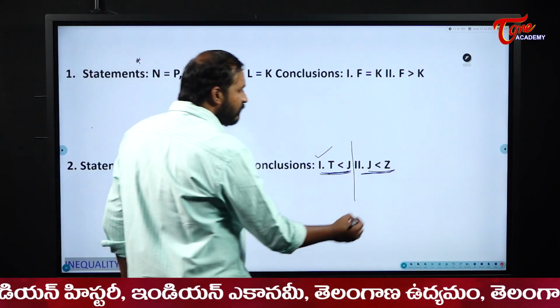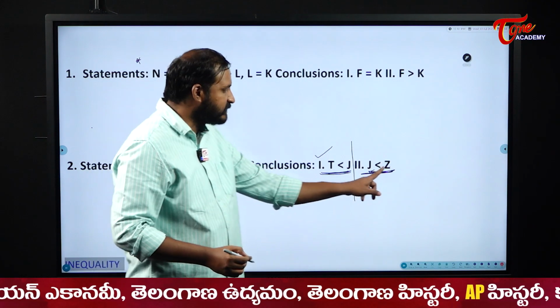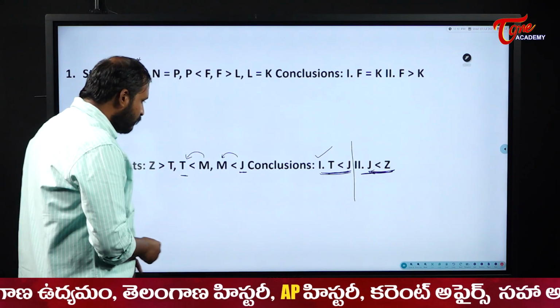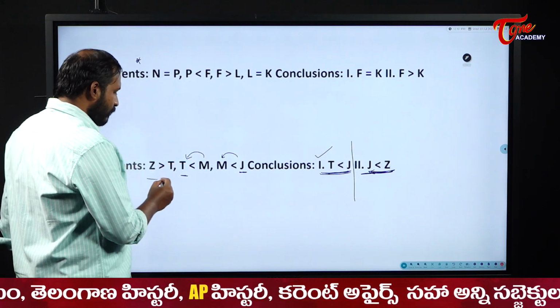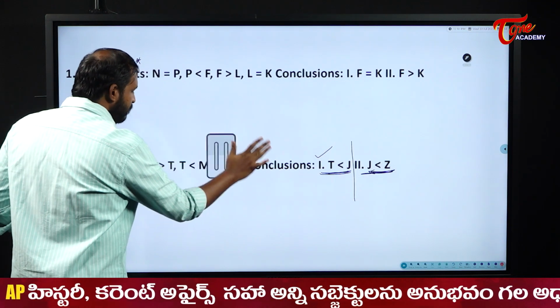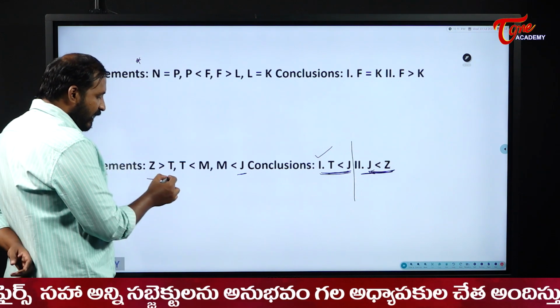Now see the second one. From what should I travel? From Z to J. Why? Because towards Z I have an opening, right? So from Z to J I should travel. Now where do I have Z? Here. Okay, sir, good. Where do I have J? Here. That means first I should travel from Z to T.